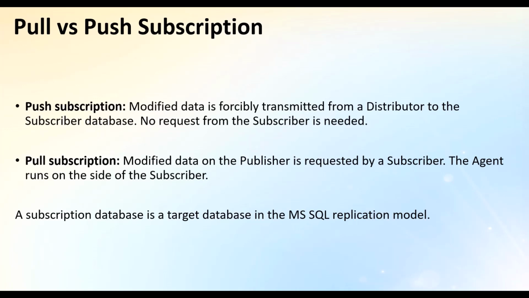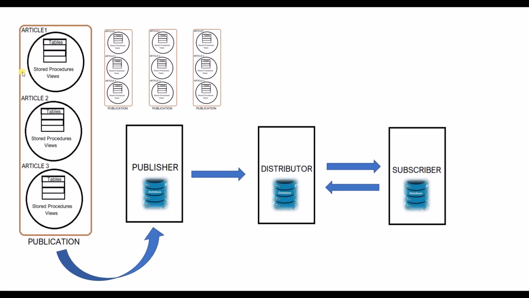Let me show you a simple diagram of articles, publication and publisher. So here you can see the articles. Here I have 3 articles and a total of 4 publications, each having 3 articles in it. And as I said, an article is a group or collection of database objects that can be tables, views or stored procedures. A group of database objects can be called an article. A group of articles can be called a publication. And these are created at the publisher side, which is a SQL Server instance.